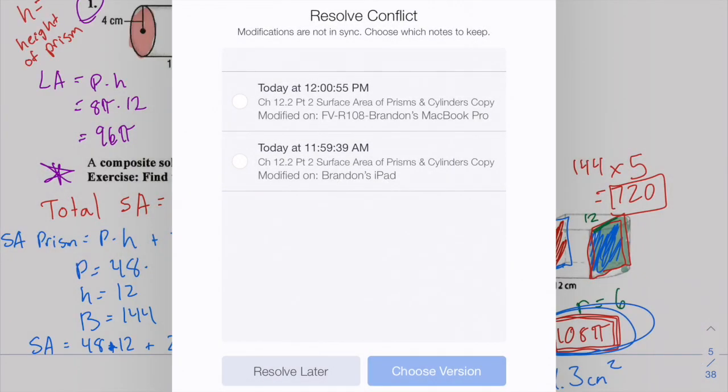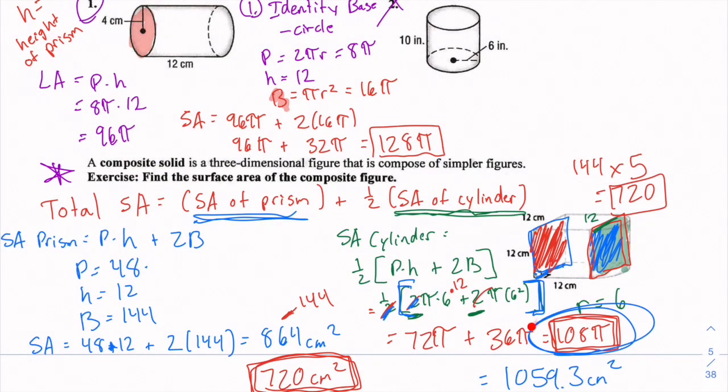Oop. What do I do here, guys? I think this is okay. The whole thing here is in the brackets. Boom. Simplify, you get 108 pi. Add these two up, 720 plus 108 pi. You should get approximately 1059.3 centimeters squared.